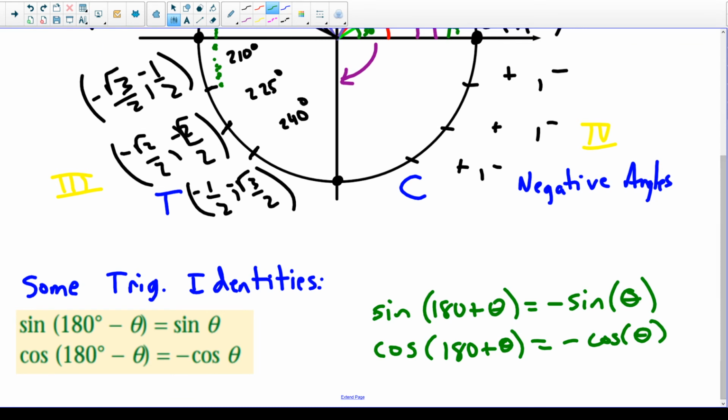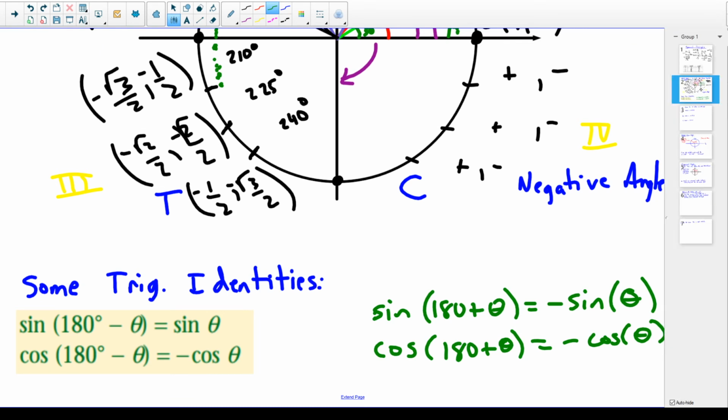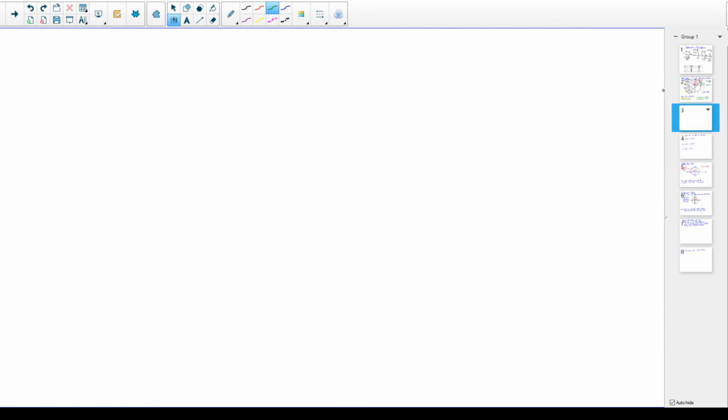Okay. Now, I promised you I'd show you what I like to do if I'm given a question that is dealing with, let's say I haven't done trigonometry in a while, and they ask me to do the cosine of, let's see here.